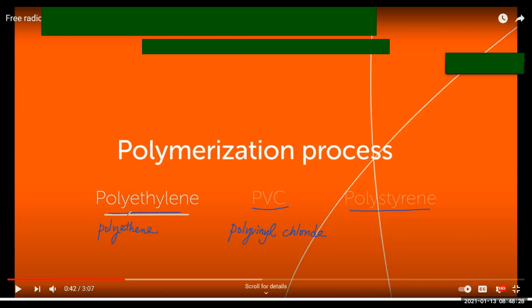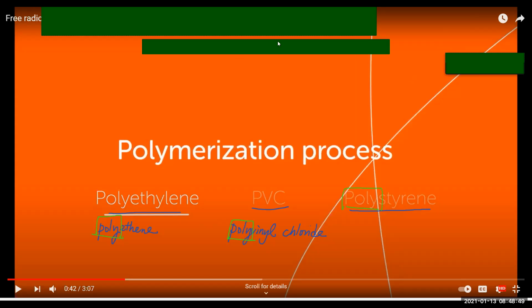So what do they have in common? Once I read out those three terms, what do they have in common? You may see the term poly. Poly. Can you see that? Poly means many, right? So many things that combine with each other. So what are the monomers?